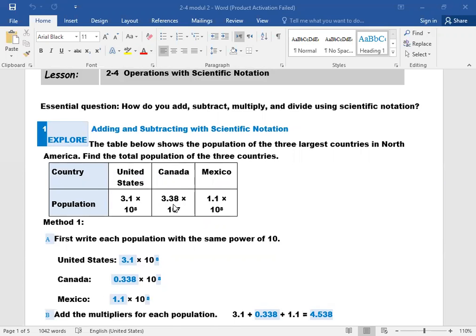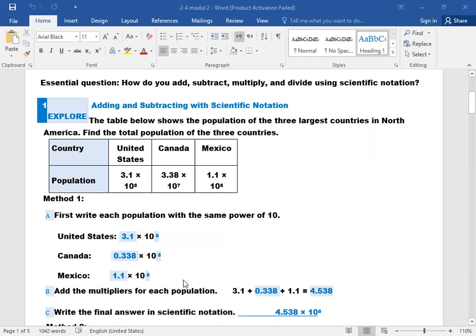As we said before, if you want to move to the right, you have to decrease the exponent. If you want to move to the left, we will increase the exponent. Then I can move the decimal one digit to the left. Then in Canada it will be 0.338 times 10 to the power of 8. In Mexico, it was already 10 to the power of 8.